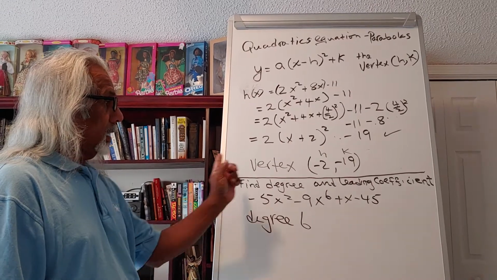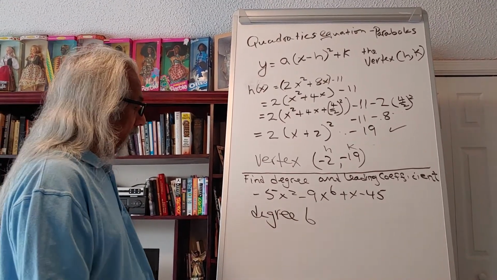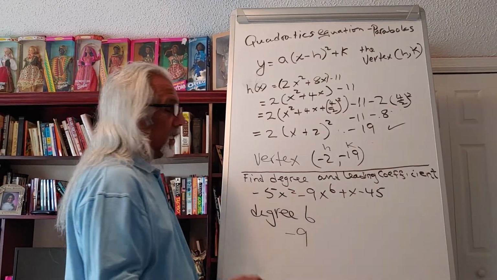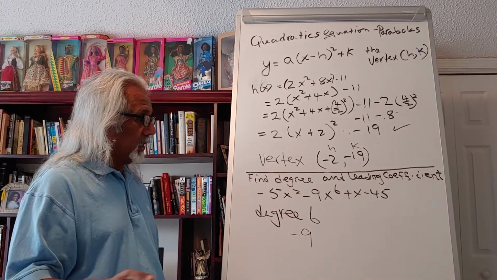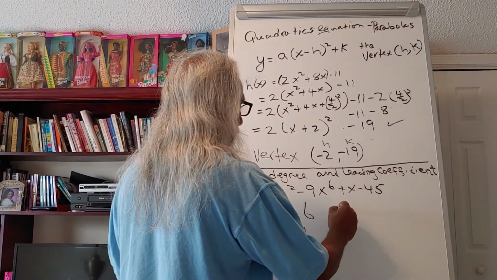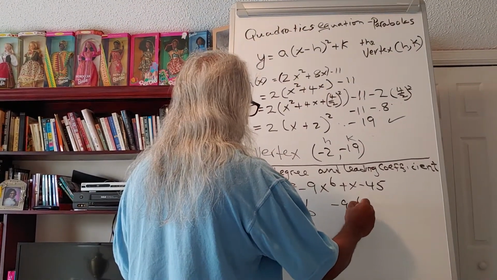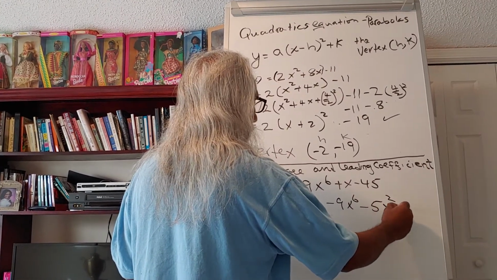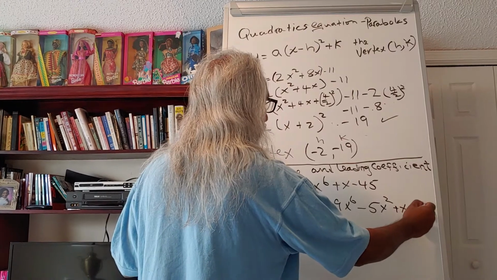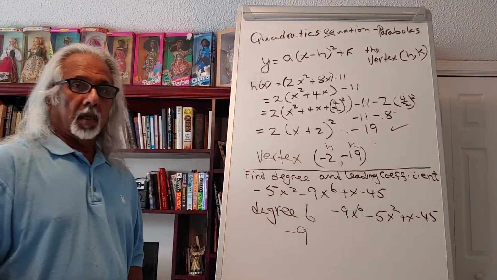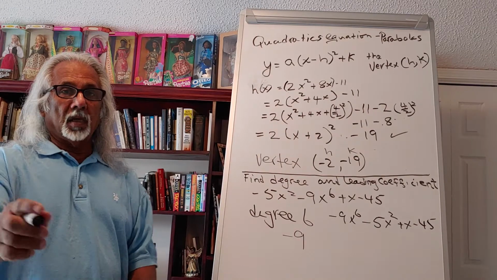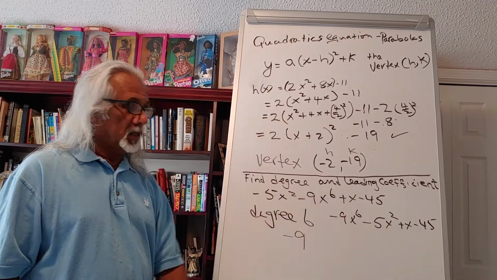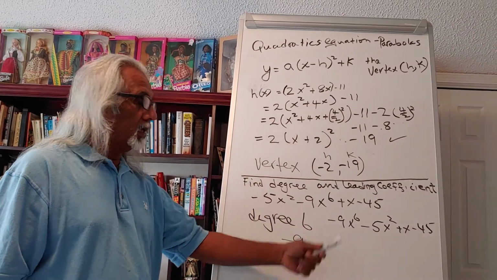The leading coefficient is negative 9, because really, if it was written in sequence, we would have had to write it negative 9x to the 6 minus 5x squared plus x minus 45. Once I rearrange it, it becomes really easy because, again, you see, the highest exponent is 6, which is the degree, and the leading coefficient is negative 9.